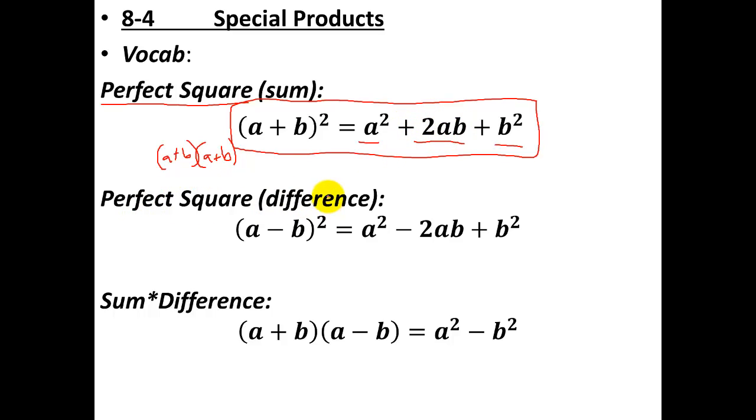Likewise, for a perfect square that's a difference or subtraction, it's essentially the exact same formula, but the middle term is negative instead of positive. Okay, the last term is still positive because a negative b times a negative b is a positive b squared. So this one you need to memorize as well.